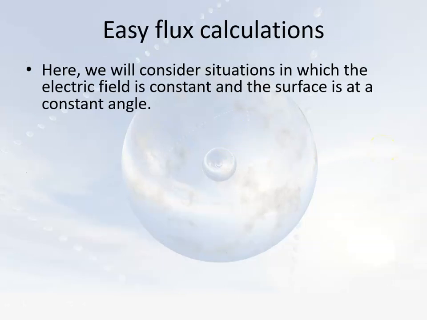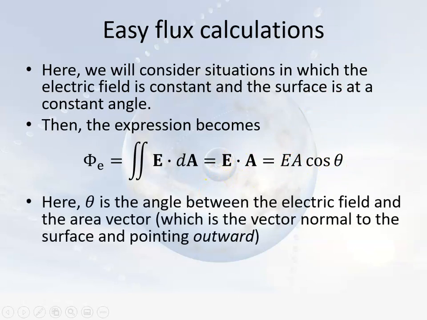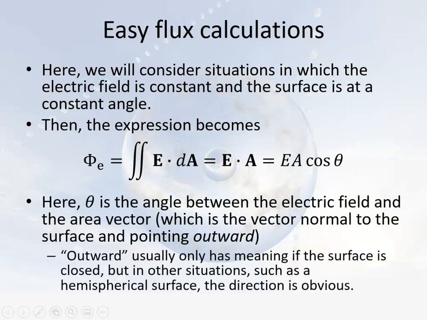Let's take a look at some easy flux calculations. So if the electric field is constant over the surface, and the angle is constant with respect to the surface, then the flux is just going to be EA cosine theta. Where again, theta is the angle between the electric field vector and the area vector coming out of the surface. That is, pointing directly outward from the surface.